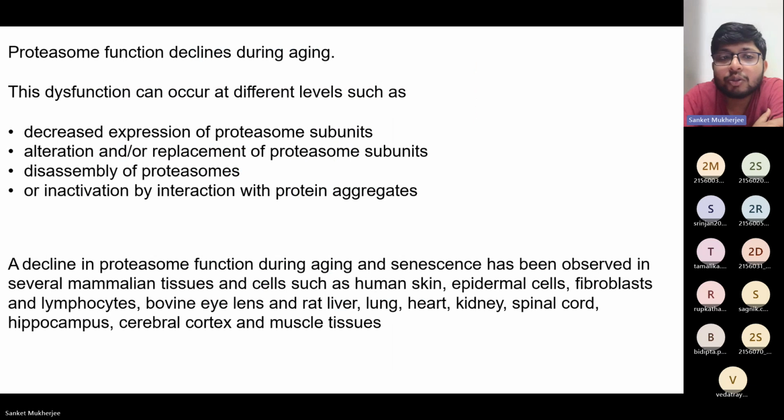So initially, what could happen? The dysfunction could be a decrease in proteasome subunits. That makes sense. There could be some alteration in these subunits. There could be disassembly of proteasomes, with the proteasomes themselves getting disassembled because of this aggregation, or they could even be inactivated by these protein aggregates. So they are stopping the entry of protein. The entire system has stopped. Again, this decline in proteasome function during aging and senescence has also been observed in several mammalian tissues. The examples have been given here.